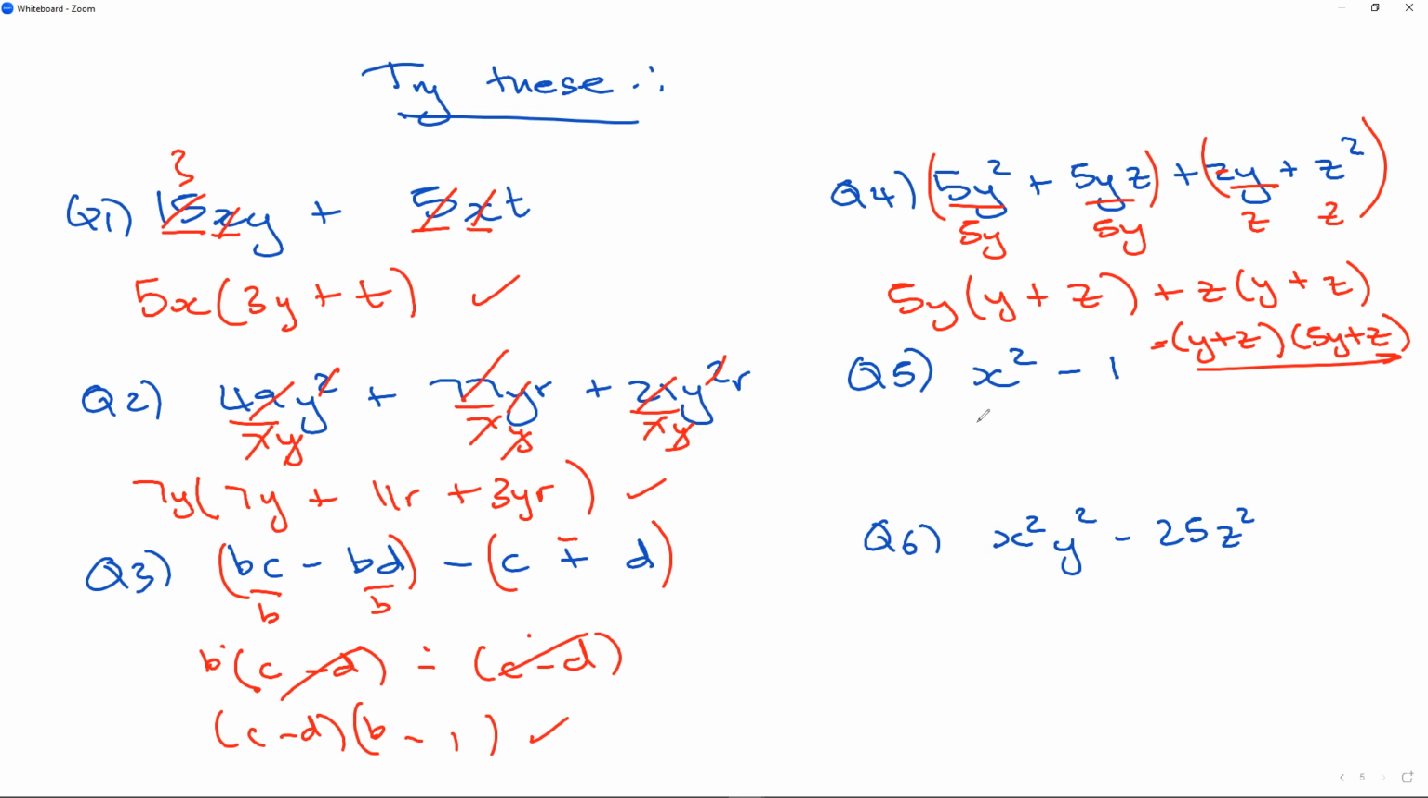The next one is x minus 1, x plus 1. And the last one is going to be xy minus 5z, xy plus 5z. All right, cool. Let's move on to the next part now, some trinomials.